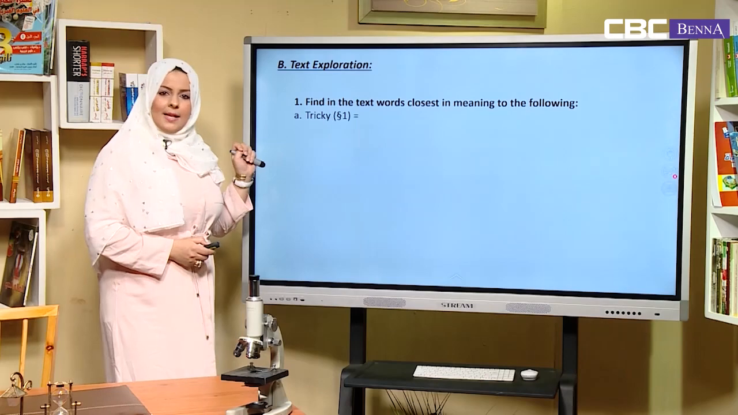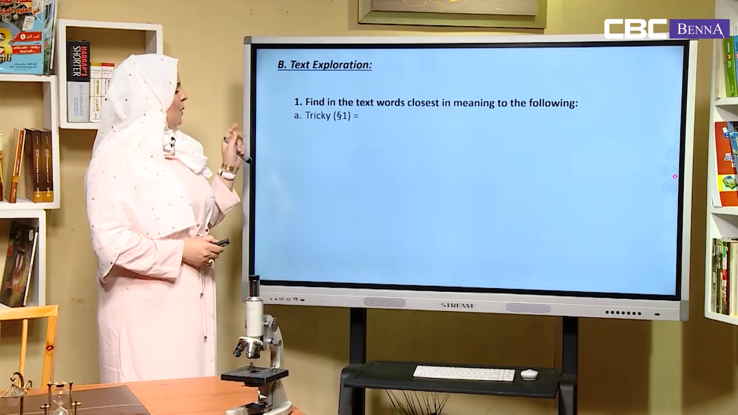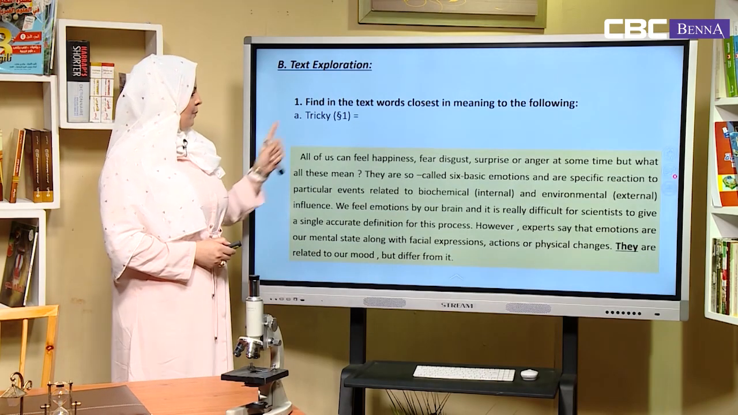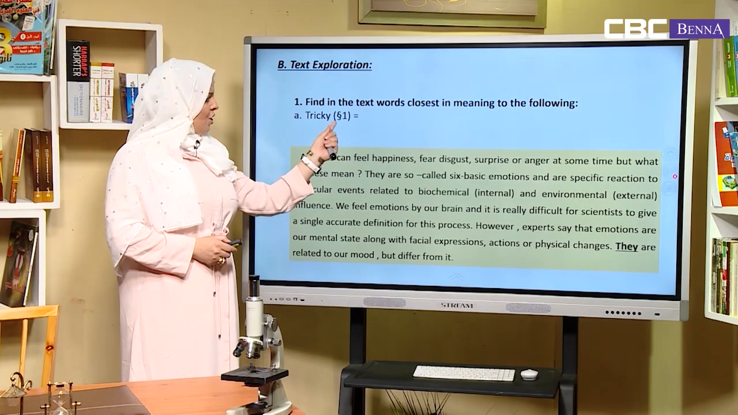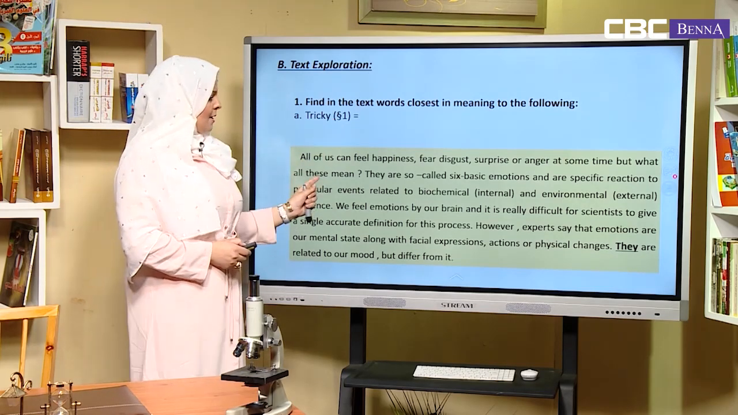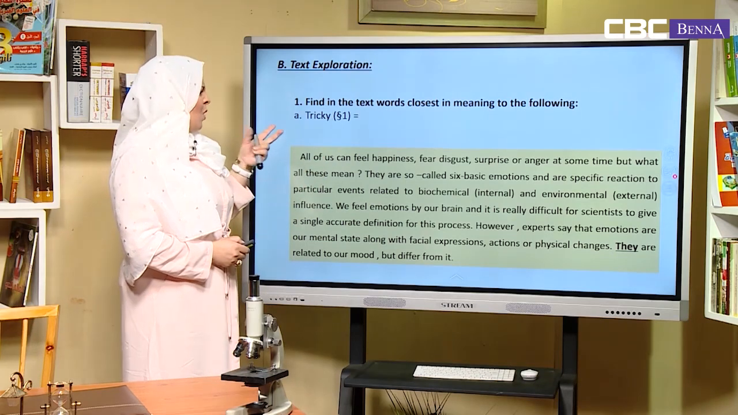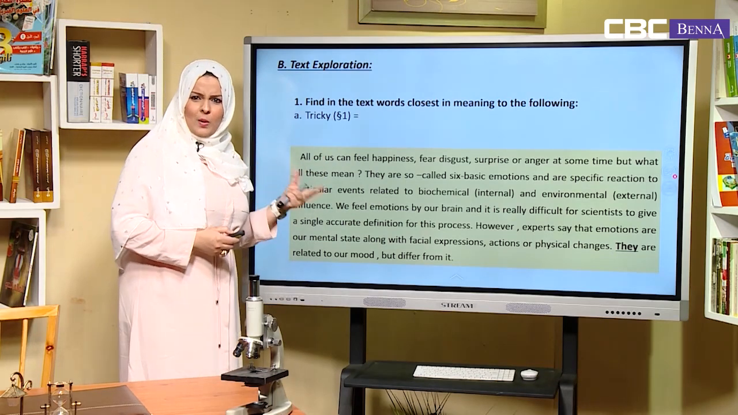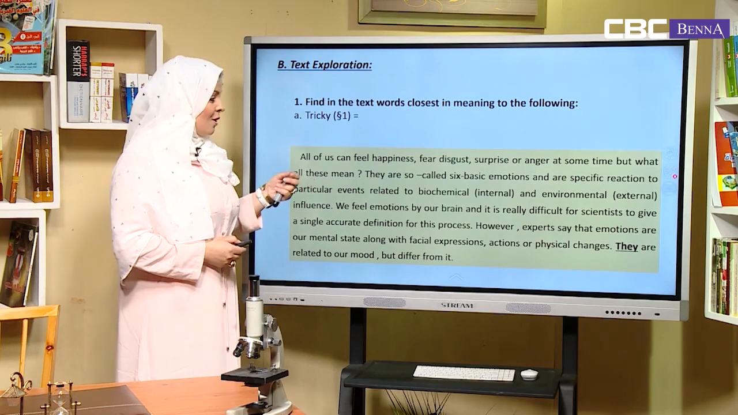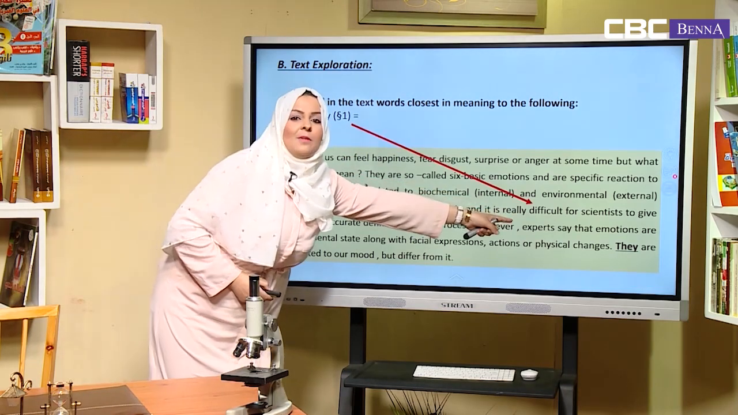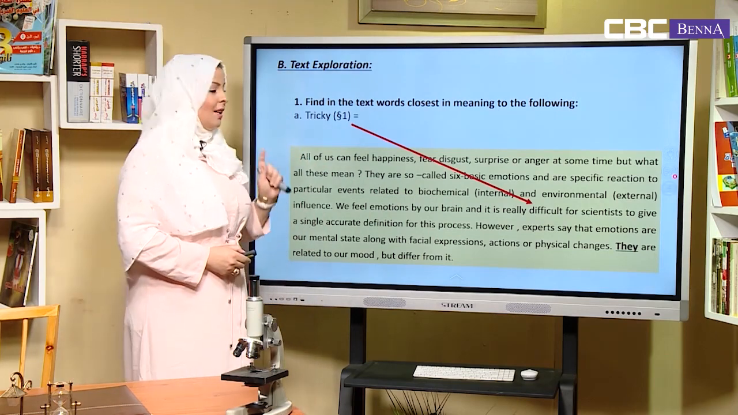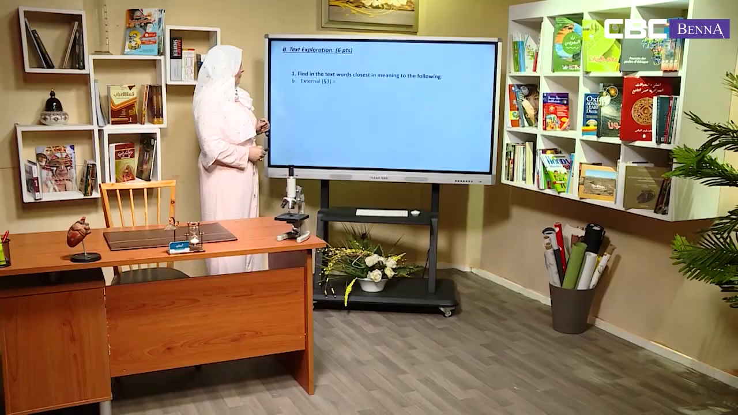Let's move to text exploration. We start with synonyms here. Tricky. I've told you that you always, they share you the paragraphs. So it is mentioned in the first paragraph. What do you mean by tricky? Something tricky. Something difficult. Have you seen? Something difficult. So this is tricky.